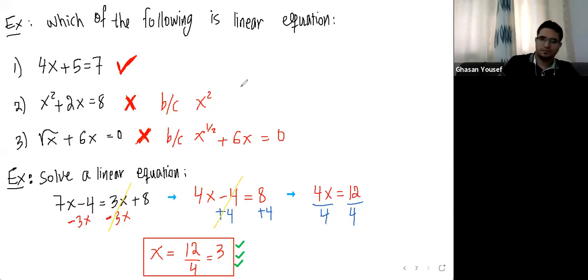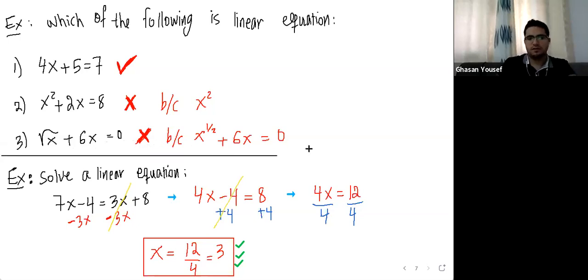Another example. Any question before we move to the next slide? Does it make sense how you can solve a linear equation?